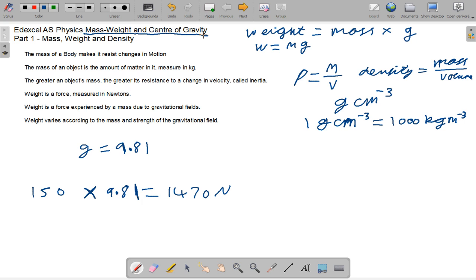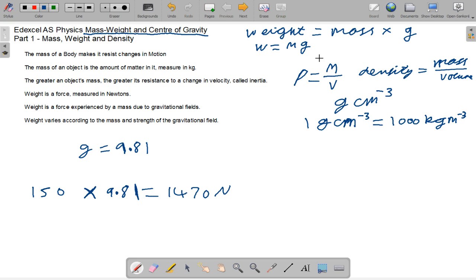Weight is a force and it's measured in newtons. Weight is the force experienced by a mass due to a gravitational field, and the weight varies according to the size of the gravitational field acting on it. And weight is mg, or mass times the gravitational field strength, which is 9.81 on Earth, and it's what we use in exams, unless they tell you otherwise.